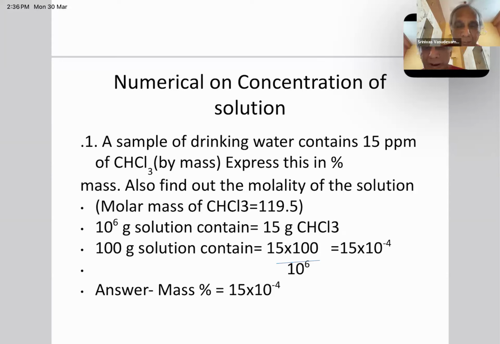So I can write it as 10 power 6 gram solution contains 15 gram chloroform. 100 gram solution contains how much chloroform? 15 into 100 by 10 power 6, which is 15 into 10 power minus 4. That is the percentage mass of chloroform here.